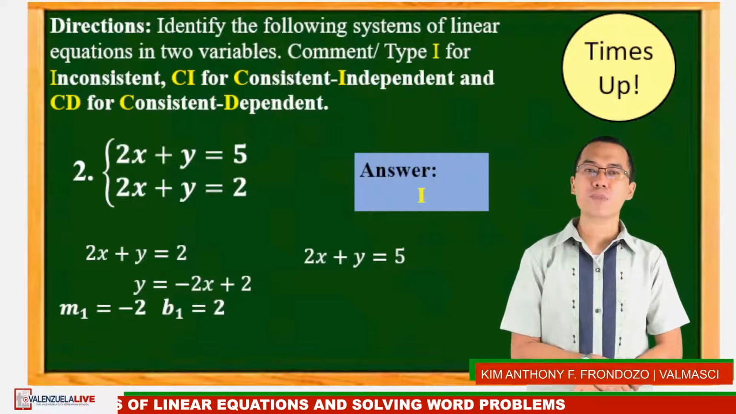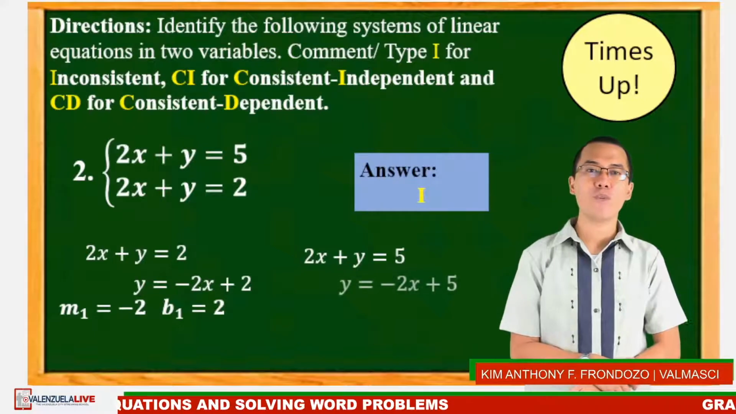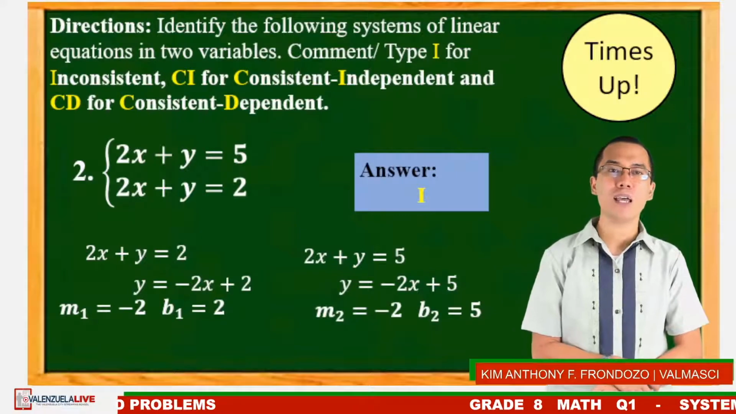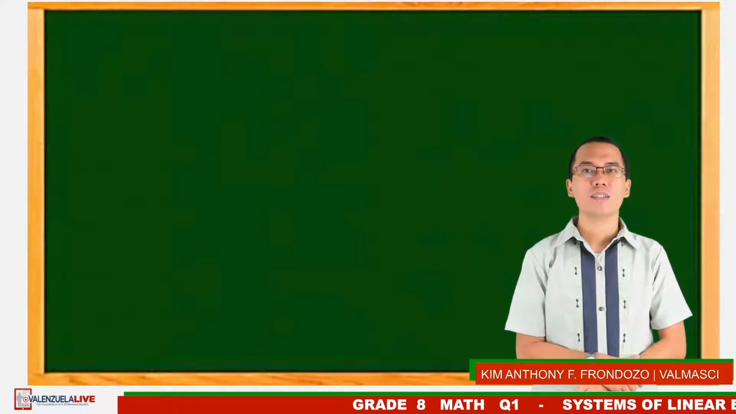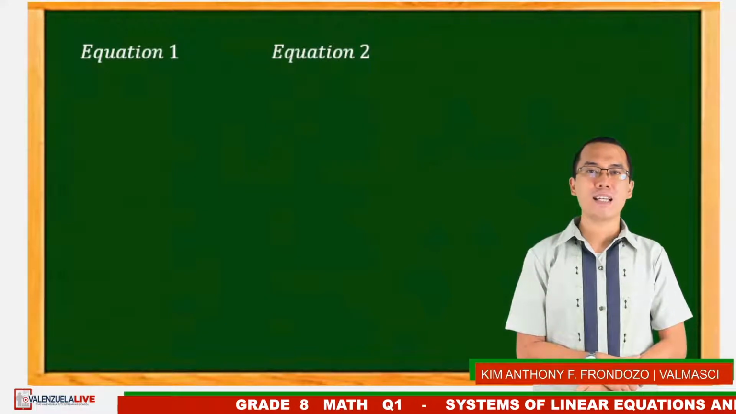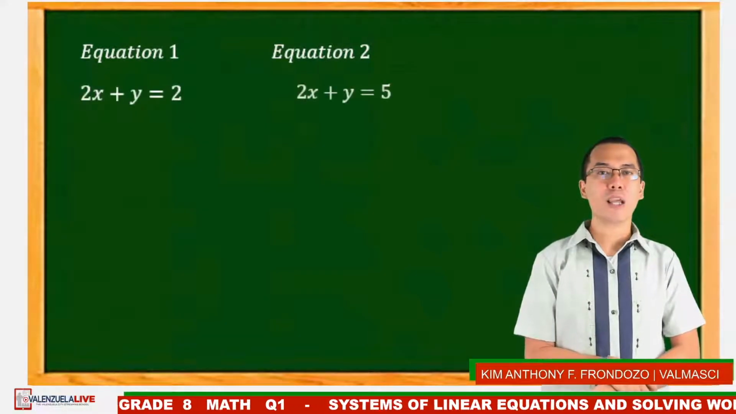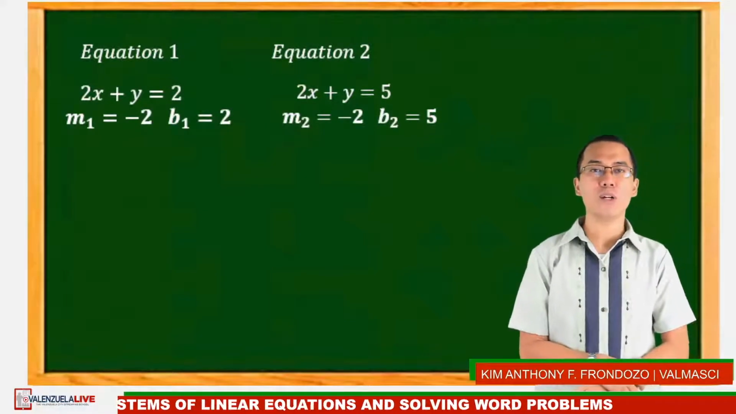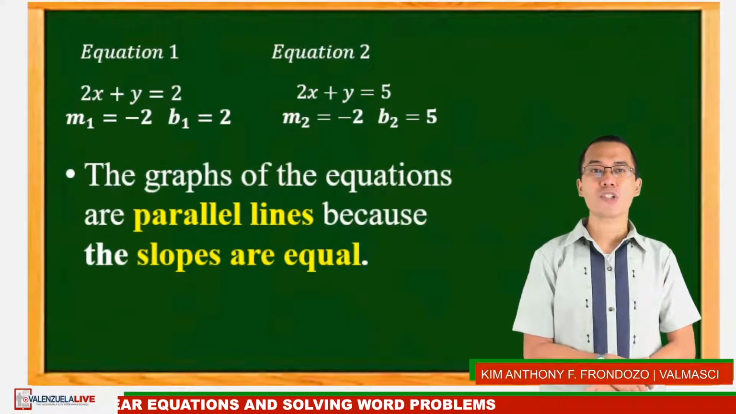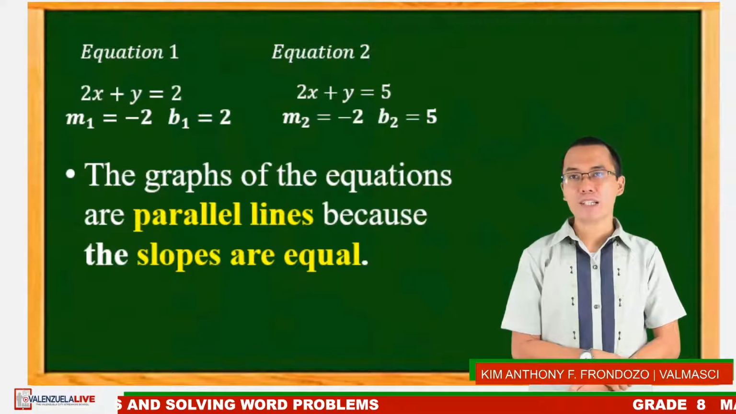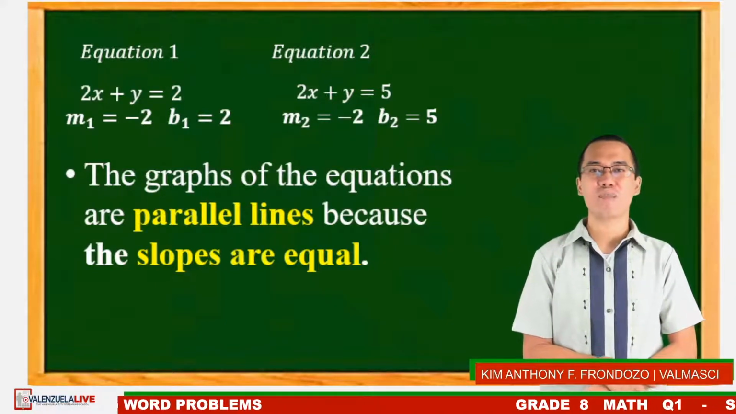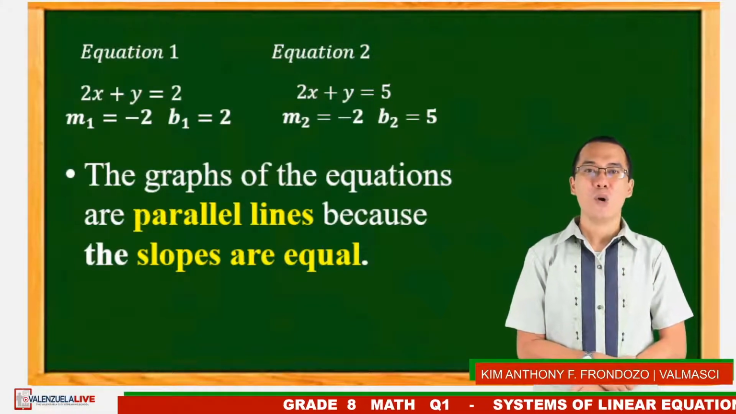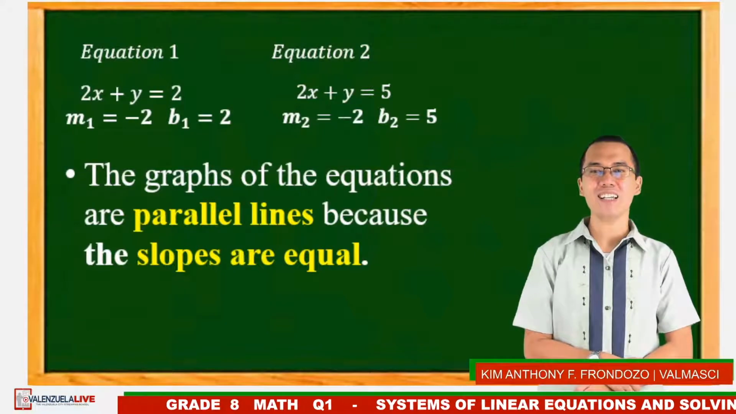For the second equation, 2x plus y is equal to 5. The slope-intercept form is y is equal to negative 2x plus 5. So m sub 2 is equal to negative 2 and b sub 2 is equal to 5. Analyzing the slopes and the y-intercepts of the two equations, since m sub 1 is equal to m sub 2 and b sub 1 is not equal to b sub 2, the graphs of the equations are parallel lines because they have equal slopes but different y-intercepts. And the system is inconsistent and has no solution. Were you able to get all the questions correct?